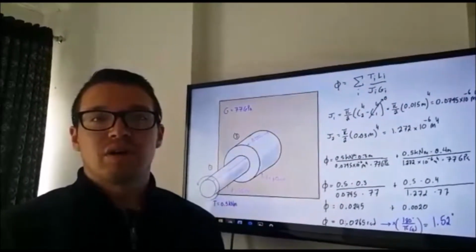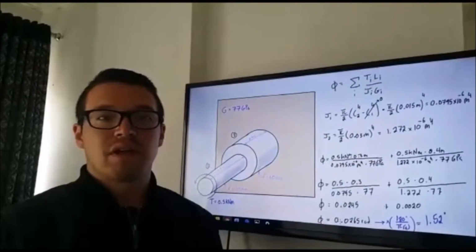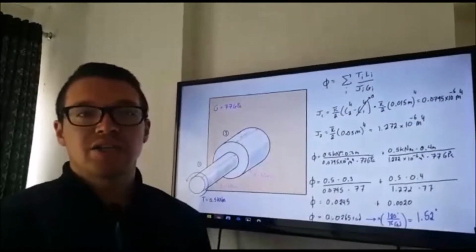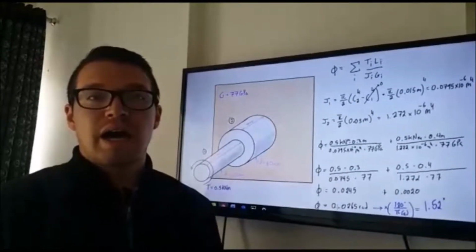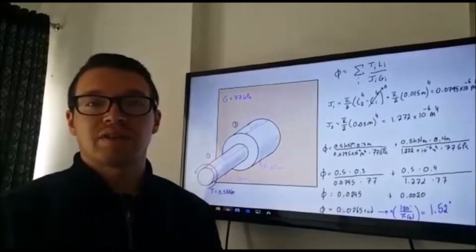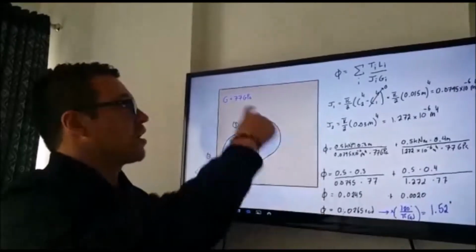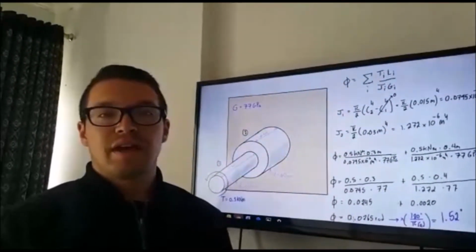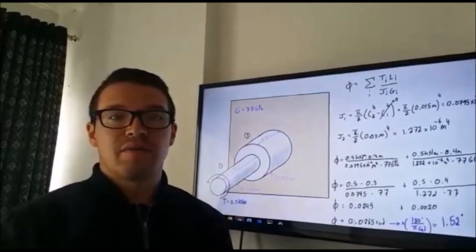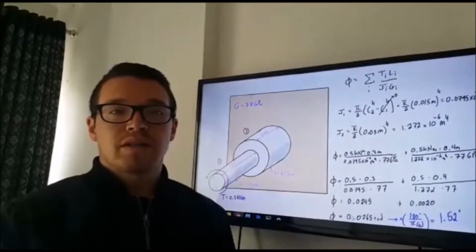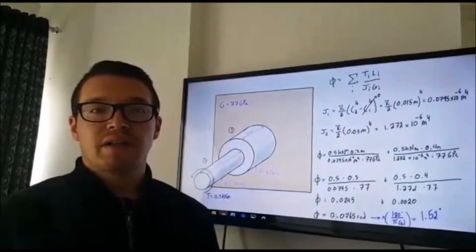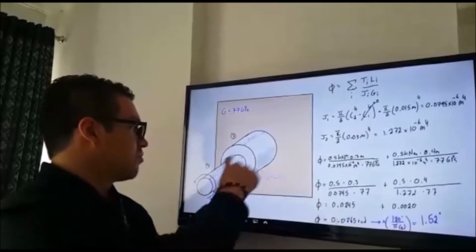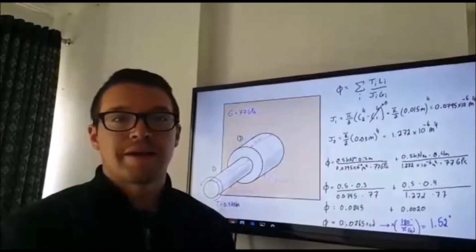That is equal to the sum of all the parts of TL over GJ. Each part is made of the same steel, so it will have a shear modulus of 77 gigapascals, which is constant. And the torque in the inner part is going to be constant throughout. Then, if we define the small section as section 1 and the big section as section 2.